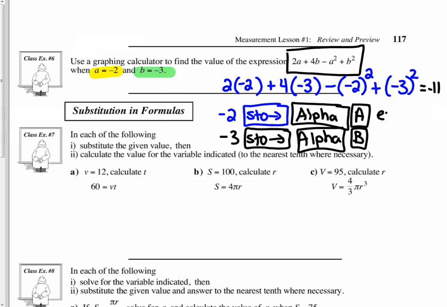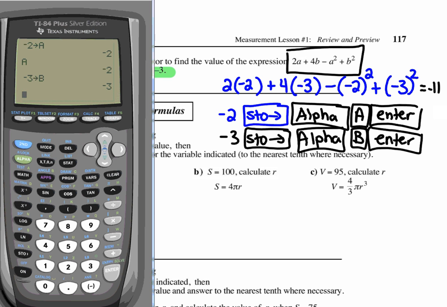So now we can write this expression that we see above, and we don't have to worry about brackets. I'm going to type it in exactly like I see it. 2, alpha A, oops, so 2A plus 4, then what? Alpha B minus alpha A squared plus alpha B squared. Negative 11. Isn't that nice?